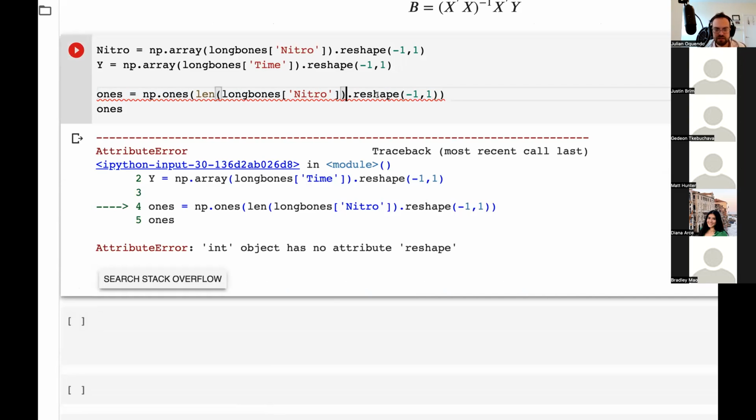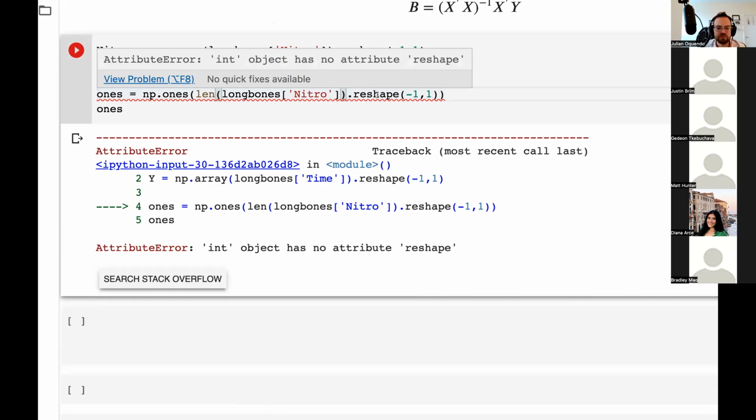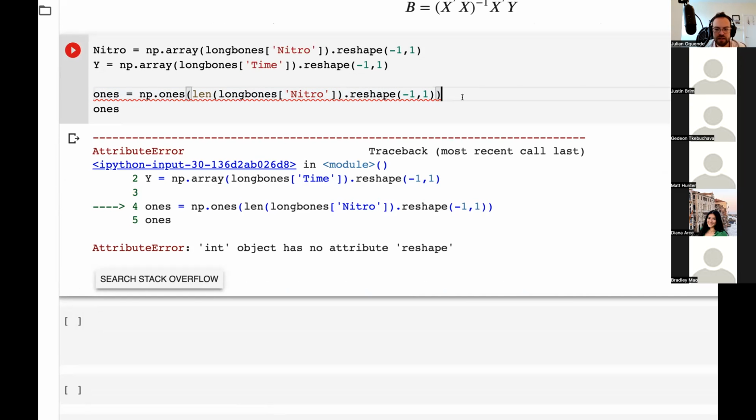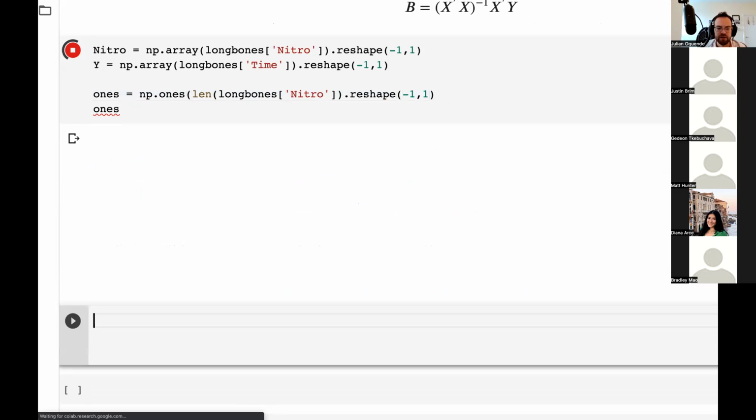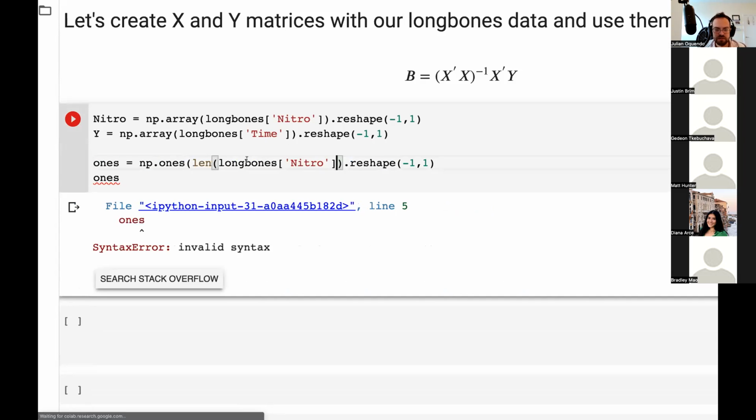Where am I? That's wrong. That's not supposed to be there. There we go. Okay, ones, where's the error?